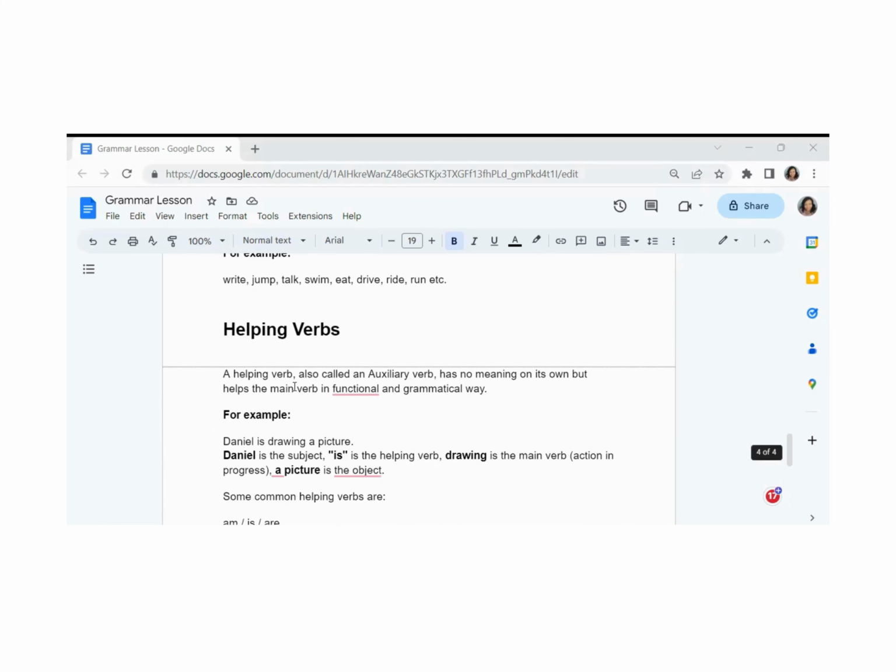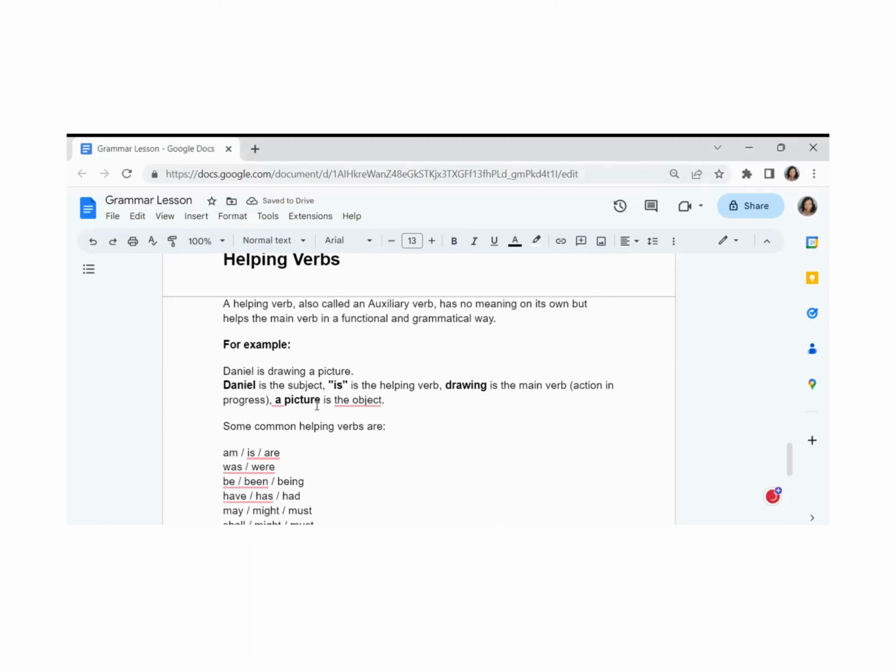Helping verbs. A helping verb, also called an auxiliary verb, has no meaning on its own, but helps the main verb in a functional and grammatical way. For example, Daniel is drawing a picture. Daniel is the subject, is is the helping verb, drawing is the main verb, action in progress. A picture is the object.